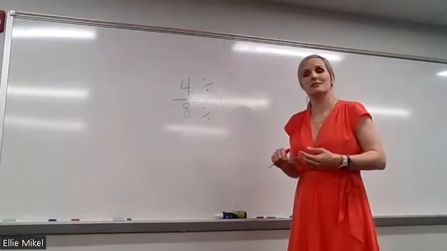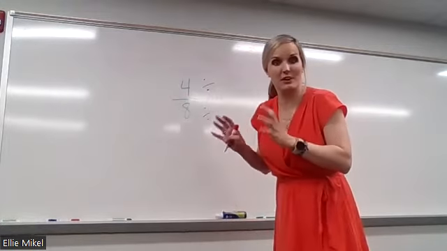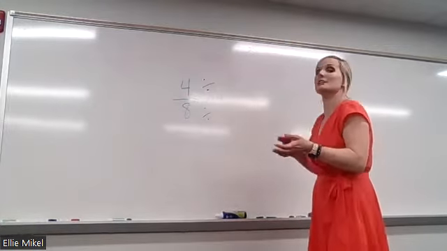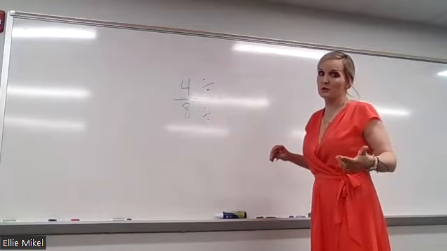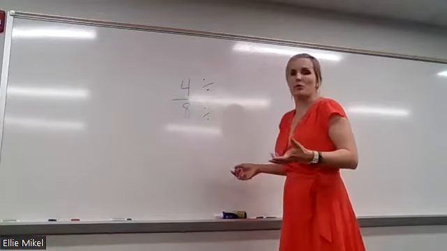It may not be its very smallest form. Instead, it may be a smaller form, and we may have to reduce a little bit more. Let me show you what I mean. So like I said, 4 and 8, I can divide them both by 4.